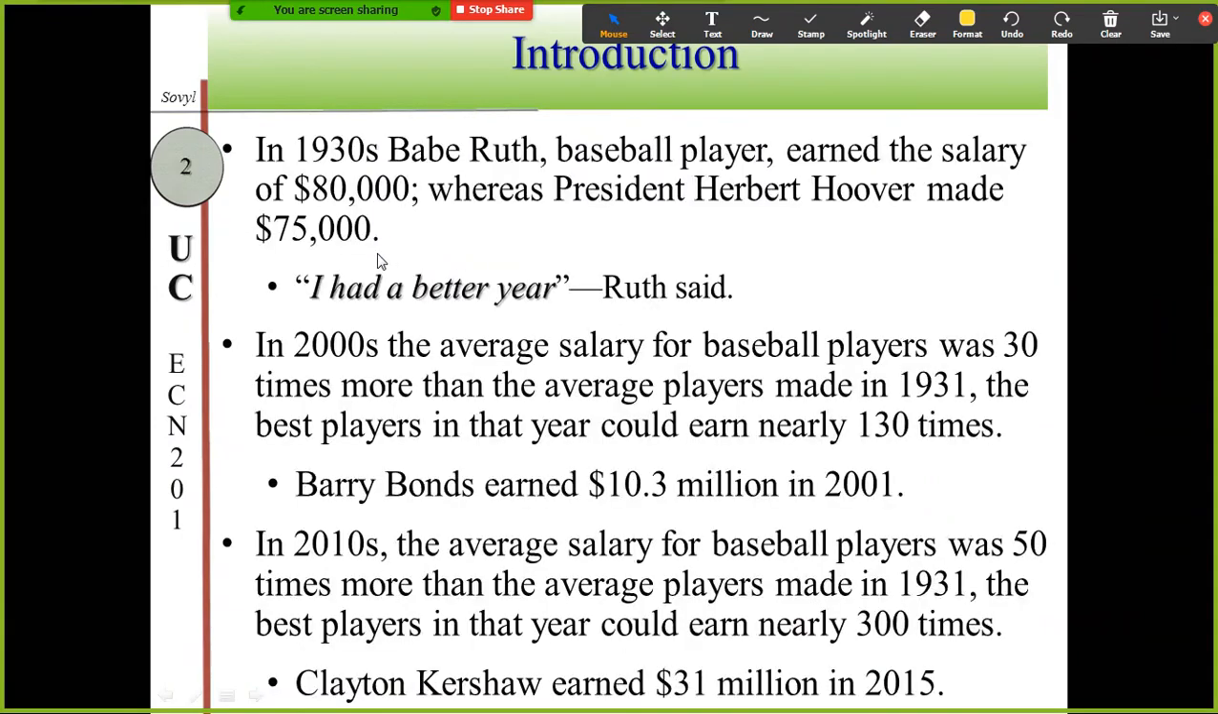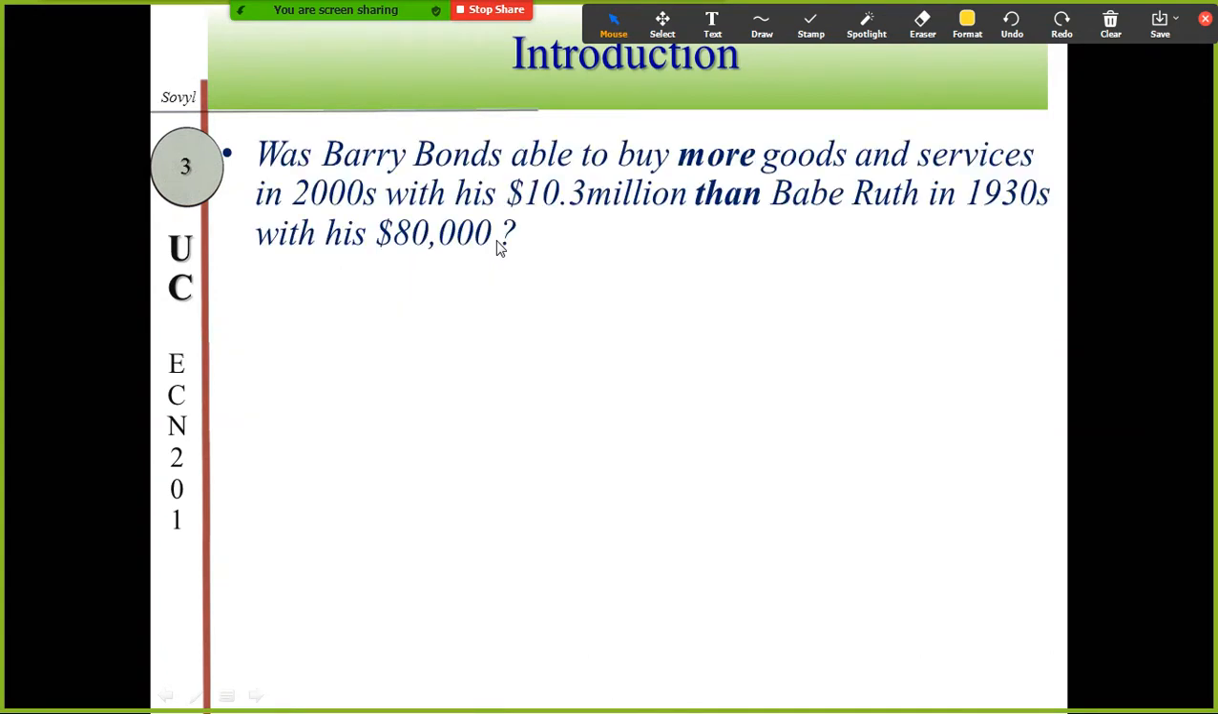Question. Based on this slide, we have questions. Was Barry Bonds in 2001 able to buy more goods, more services with his salary than Babe Ruth in the 1930s with the salary of $80,000? Okay, so in short, this question means that $10.3 million in 2000 is better than $80,000 in the 1930s.